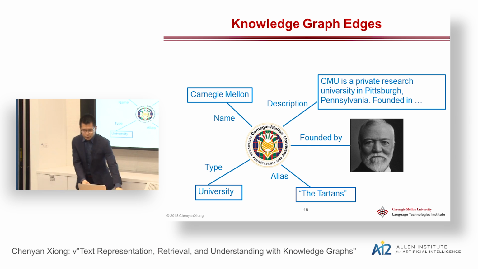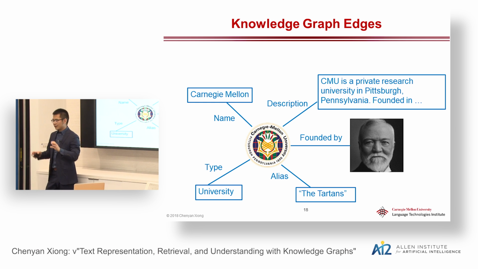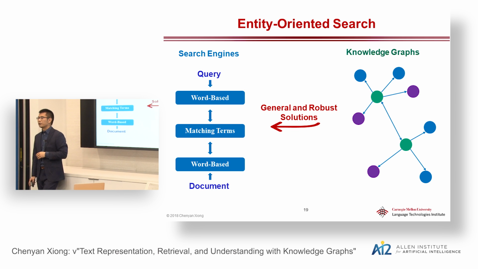So we have all the nodes, then we have the relations that connect those nodes. We have CMU, we have Andrew, and there can be a relation saying that CMU is founded by Andrew Carnegie. That is the edge, founded by, for example, in a classic closed schema. And there are also many attributes associated with them, for example, the name of CMU, the alias of it, the type of it, and also the descriptions associated with them. How to use this information is actually the key to making knowledge graph useful for information retrieval.